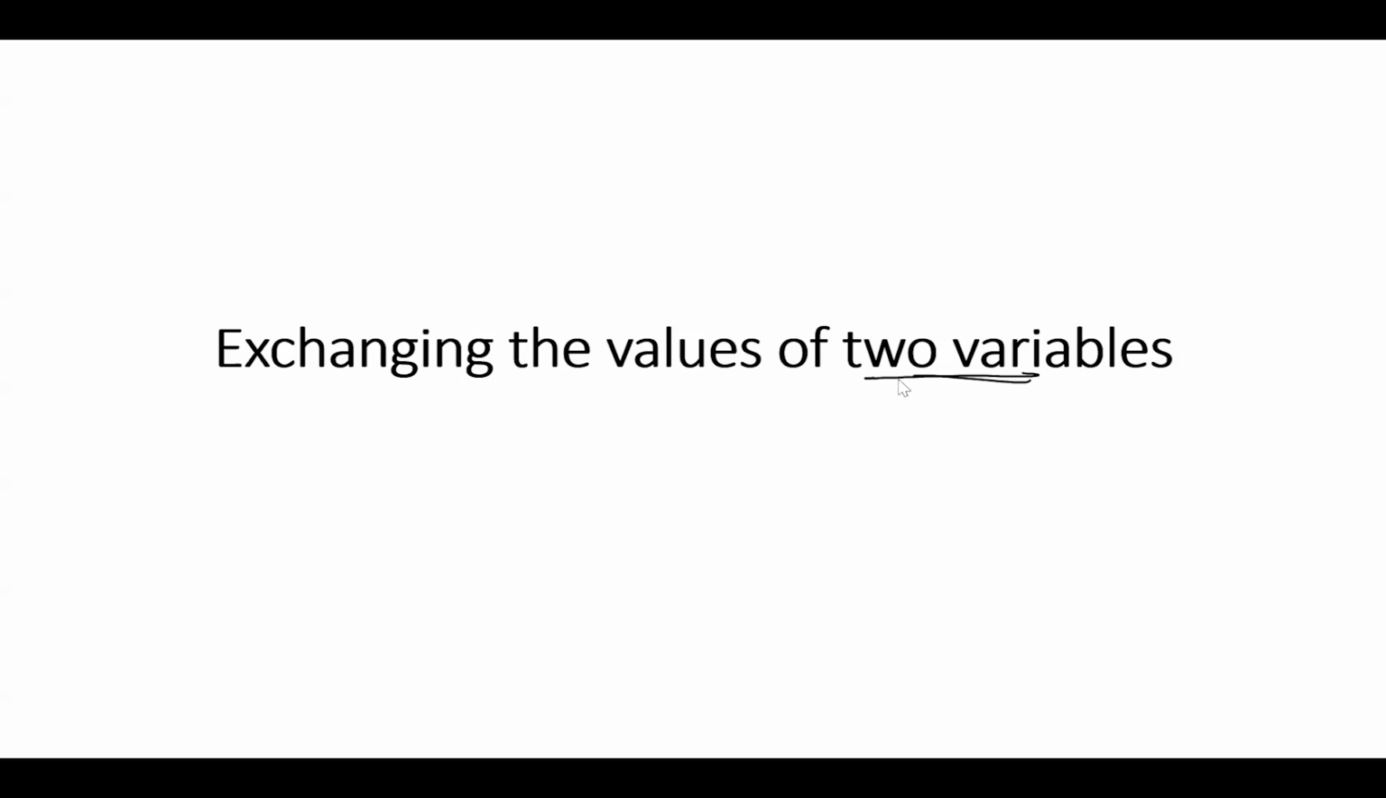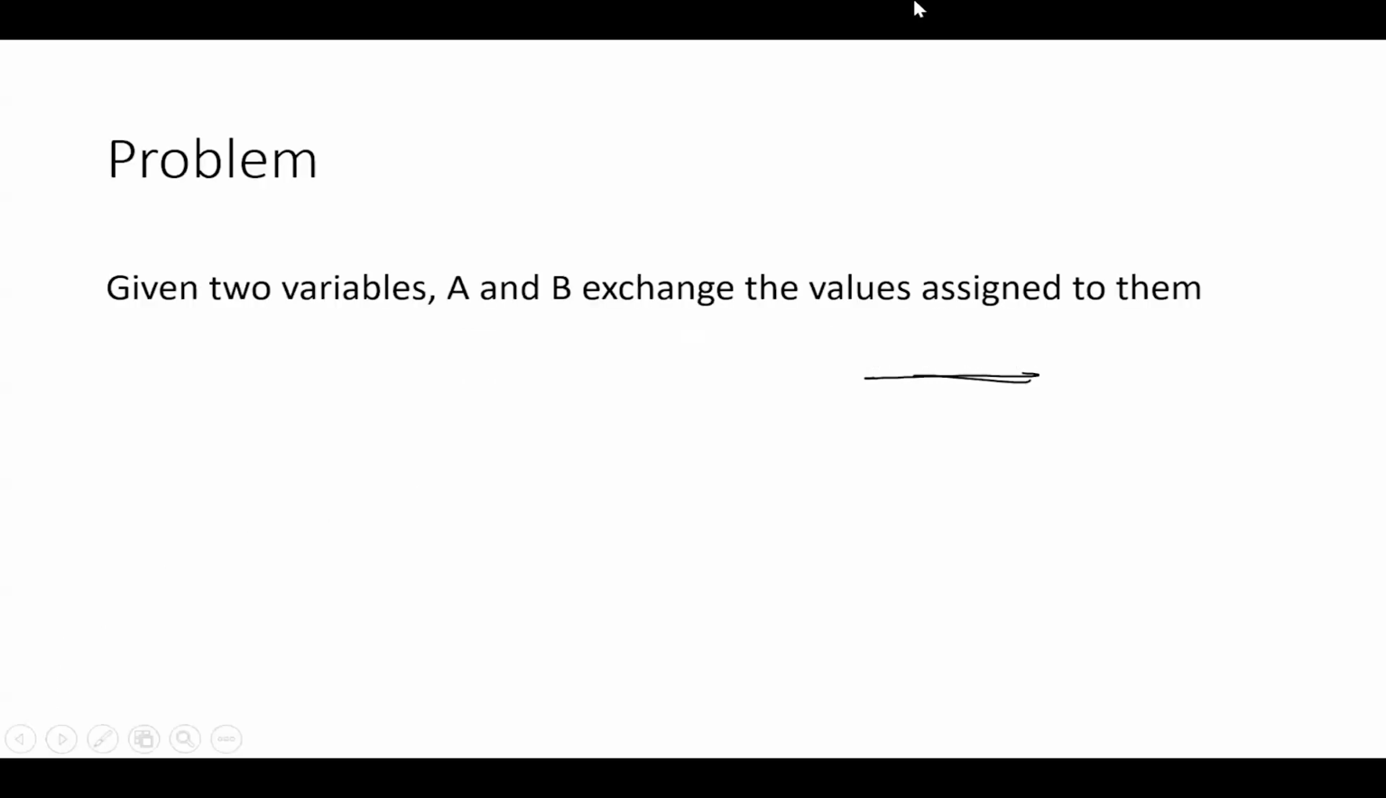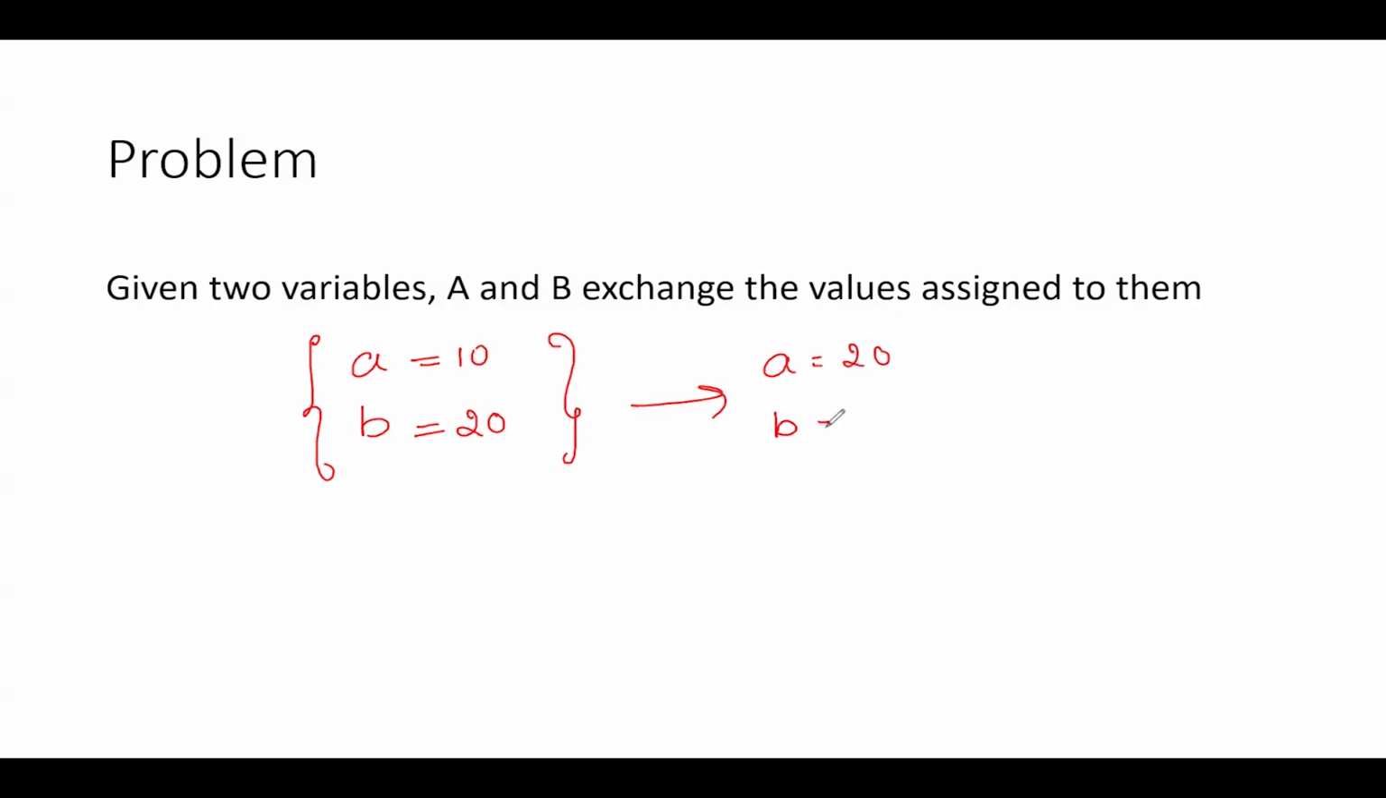Whenever we talk about exchanging of two variables, let us go ahead and see what the problem statement is. The problem statement says that given two variables, A and B, exchange the values assigned to them. Which means I have two variables, A and B. Let us take an example where I'm assigning the value 10 to A and the value 20 to B. By the time we complete the code, we should have A equal to 20 and B equal to 10. That's all we need to do, which is exchanging the values.